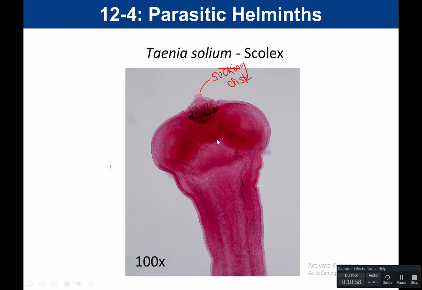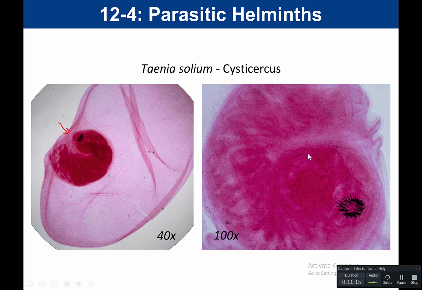So again, Taenia solium has this scolex, or the head. It has this sucking disc to attach to the epithelium in the intestine. It has these little hooklets. This is how we know that it's solium. Here we have the cysticercus, the larval stage. And again, we can see these little hooklets here. You can see them here as well. This is going to tell you that this is Taenia solium.